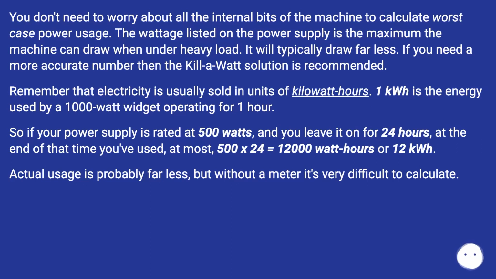Remember that electricity is usually sold in units of kilowatt-hours. 1 kilowatt-hour is the energy used by a 1000 watt widget operating for 1 hour. So if your power supply is rated at 500 watts, and you leave it on for 24 hours, at the end of that time you've used, at most, 500 times 24 is equal to 12,000 watt-hours or 12 kilowatt-hours. Actual usage is probably far less, but without a meter it's very difficult to calculate.